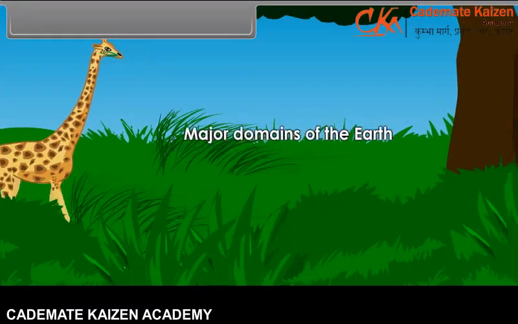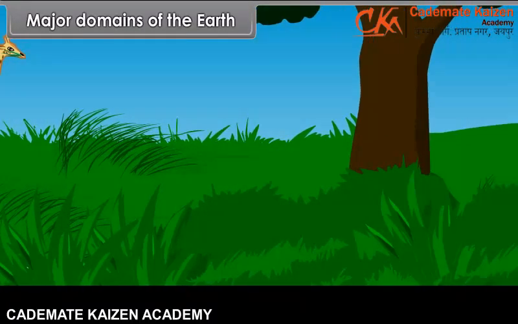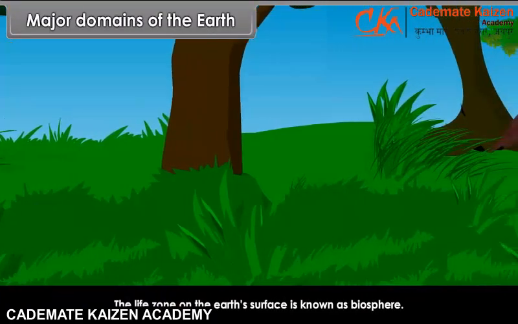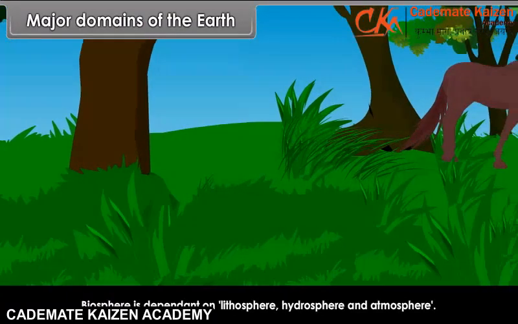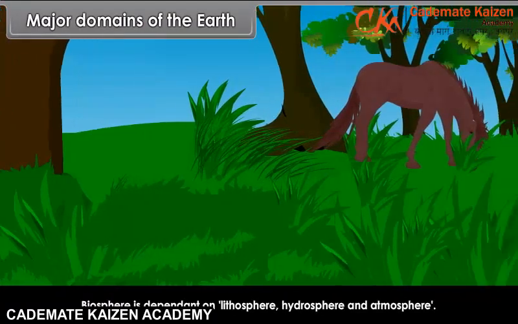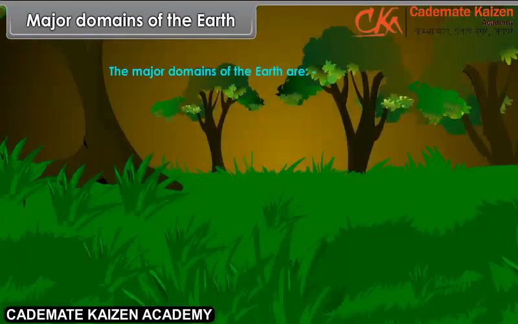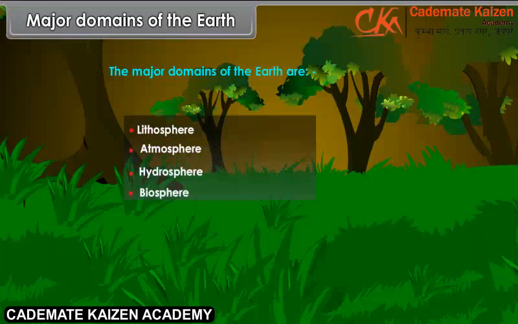Major domains of the Earth. The life zone on the Earth's surface is known as biosphere. Biosphere is dependent on lithosphere, hydrosphere and atmosphere. These are known as the domains of the Earth. The major domains of the Earth are lithosphere, atmosphere, hydrosphere, biosphere.